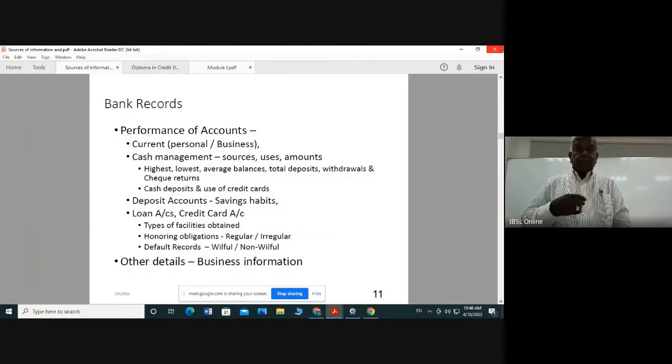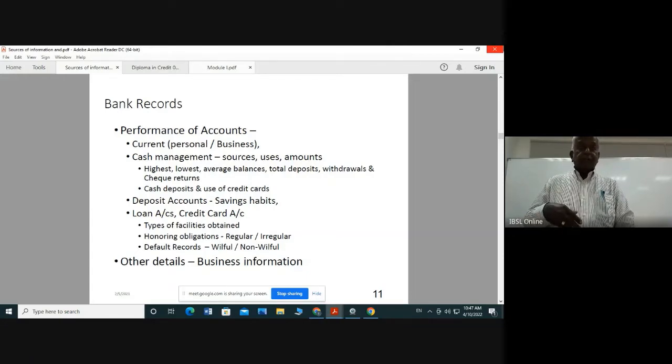Then deposit accounts. Whether they have a deposit account, savings account, whether they have saving habits, what their saving habits are. Some people regularly put some money into their savings accounts. And then loan accounts, credit card accounts, types of facilities obtained. What are the facilities they have obtained in the past? Honoring the obligations, how their repayment is, whether it is regular or irregular.